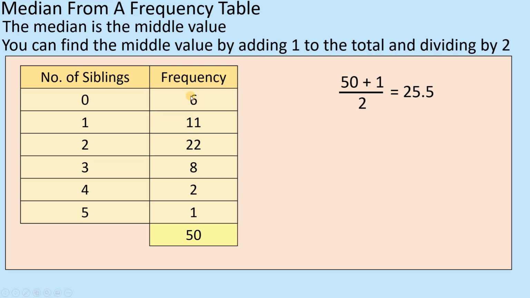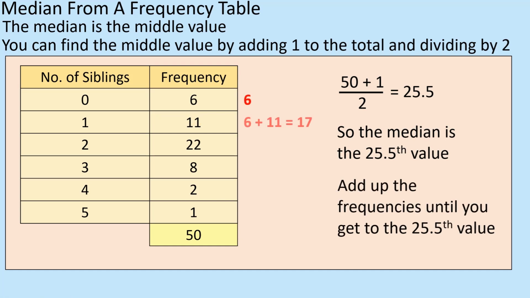I've got 6 zeros, so the first 6, that's not in my middle because that's my first 6. Then if I add 11, that takes me up to 17. So I'm now up to 17 numbers, and remember I want to get to the 25th and a half number. You can see me adding them up on there. If I then start to write all my 2s out here, it's going to take me all the way up to 39 numbers in a row. So 39 literal numbers in a row.